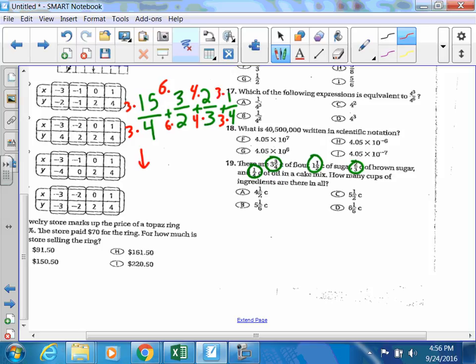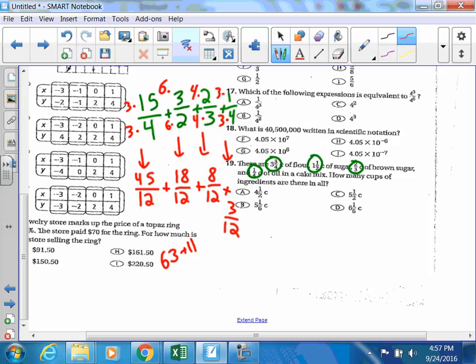So now we'll have 45 over 12 plus 18 over 12 plus 8 over 12, and this here is plus 3 times 1, which is 3 over 12. Now we just add all the numbers on the top: 45 plus 18 plus 8 plus 3. 45 and 18 is 63. 8 and 3 is 11. So that will be 74 on top, and we have 12 on bottom.